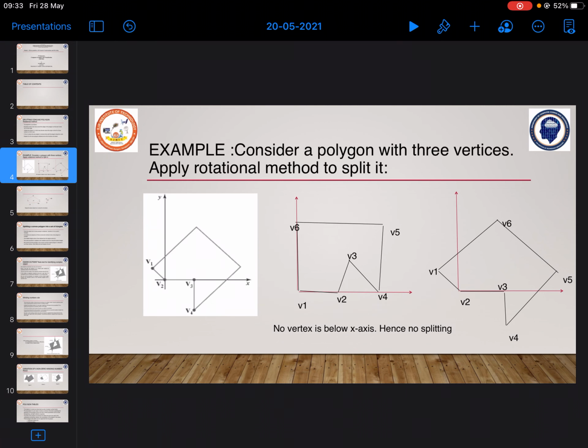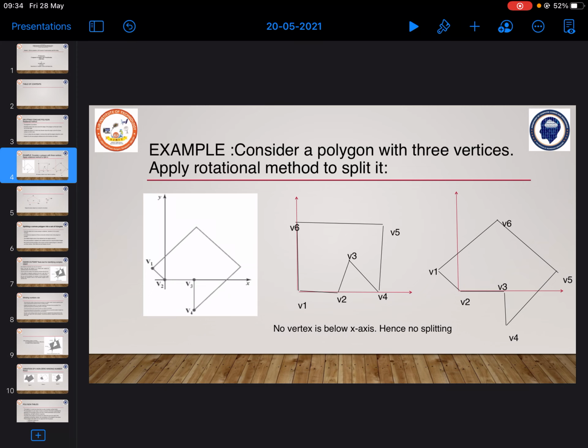And this is an example. You can see that v1, v2, v3, v4, with v4 below the axis here. This is the original diagram. Suppose I keep v1 at the origin, so v2 will be on the x-axis, v3 will become inside, and v4 will be on the x-axis. In this case, no splitting has to be done.